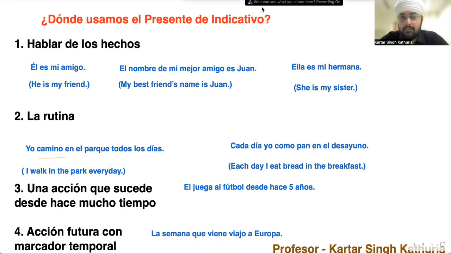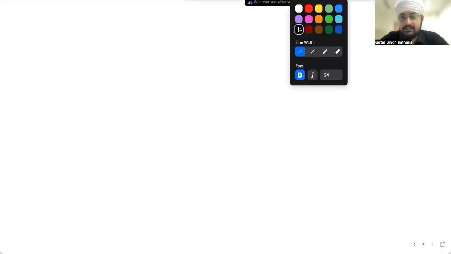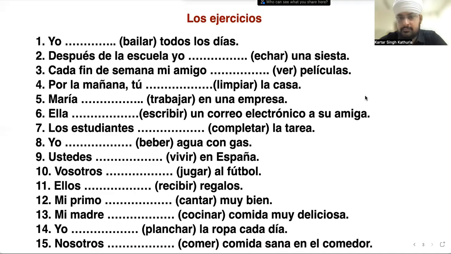But like I mentioned, the main focus should be on la rutina. That's how we use the present tense usually in our day-to-day life. Okay. I hope it's clear now. We will just practice some exercises on present tense to understand if we have understood the tense correctly or not. Ejercicios. So these are the exercises based on regular verbs in present tense. I'm giving you a few minutes to have a look and conjugate the verb.